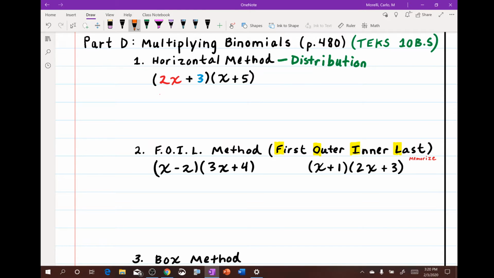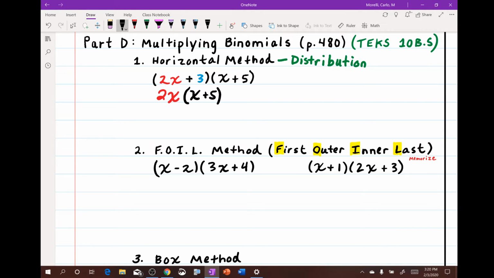Here's how you do distribution. You take the first term of the first binomial and you multiply it by the entire second binomial. And then to that, you add the second term times the entire second binomial. Do you see what I'm doing here? Hang on, I want to use the same colors. So you're distribute multiplying 2x times this whole binomial.